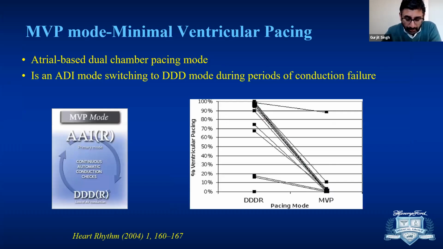Again, briefly, MVP is AAI pacing, AAI mode going in the atrium. The moment you lose conduction, 2 out of 4 beats, you switch to DDD, you wait for a minute, and then you go back to the same AAI mode. This is to prevent and minimize RV pacing.